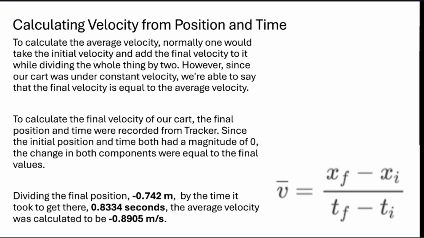Since the initial position and time both had a magnitude of 0, the change in both components were equal to the final values. Dividing the final position, negative 0.742 meters, by the time it took to get there, 0.8334 seconds, the average velocity was calculated to be negative 0.8905 meters per second.